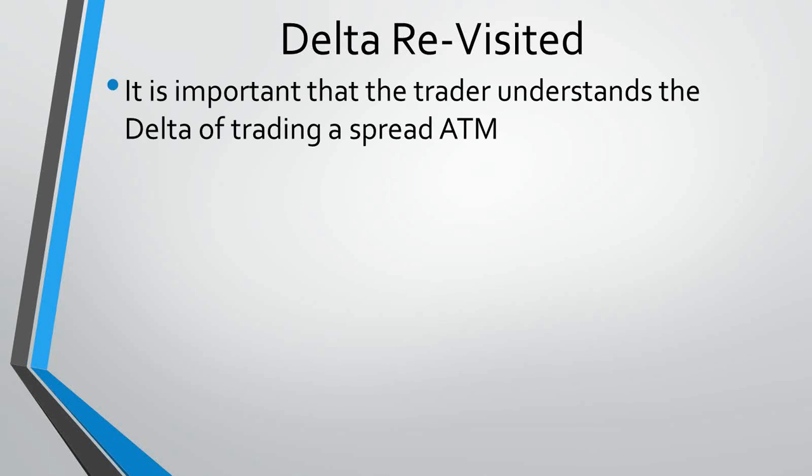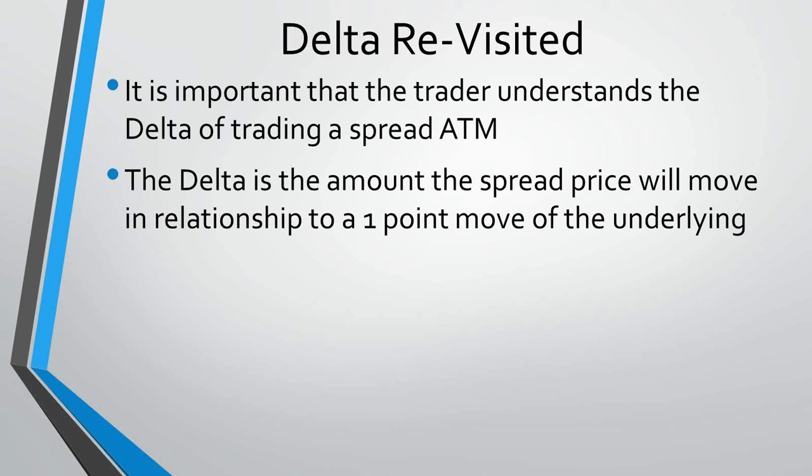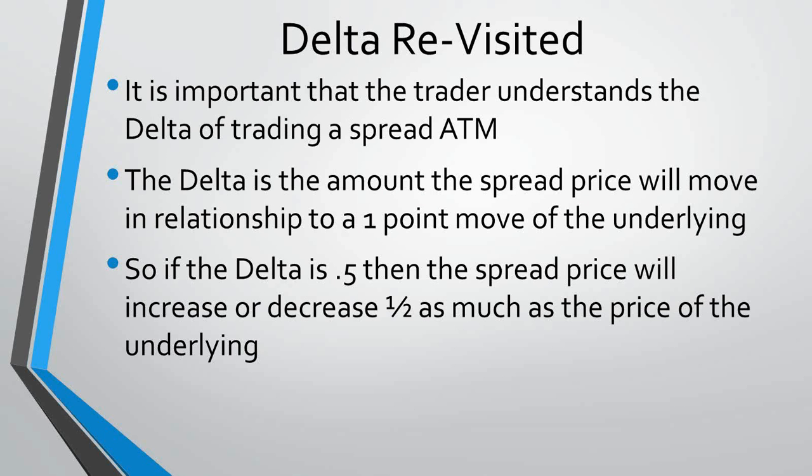Let's take a look at delta. It's important that the trader understands the delta of trading a spread at the money. The delta is the amount the spread price will move in relationship to a 1-point move of the underlying. So if the delta is 0.5, then the spread price will increase or decrease half as much as the price of the underlying.